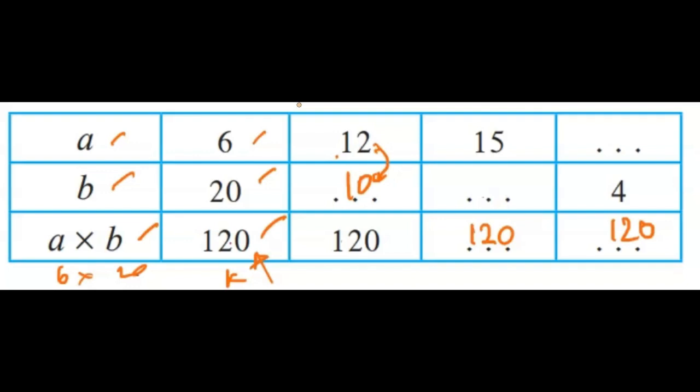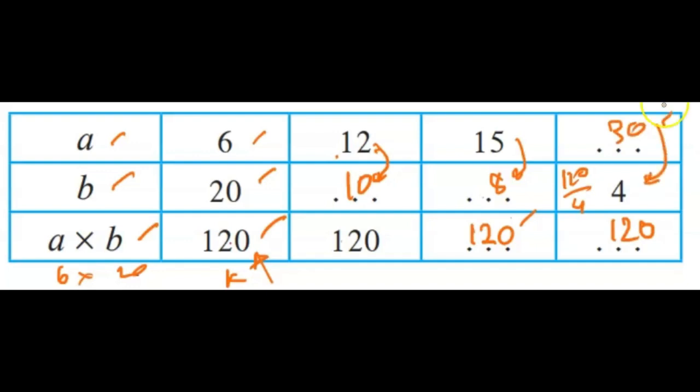Similarly here, a is 15. So you divide 120 upon 15, and that is 8. 8 will be the value for b here. 15 times 8, the product is 120. Now for b equal to 4, again 120 upon 4. What is 120 upon 4? That will be 30. So 30 times 4 is 120.